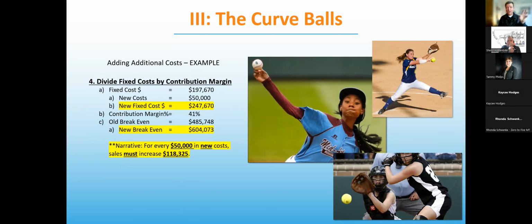Again, we're going to stick with fixed costs and the contribution margin already calculated. We're going to add new costs. Fixed cost was 197,670. Adding new fixed costs. What does that mean? Maybe it's a new benefits package. Maybe you've hired somebody. Maybe you're taking on debt, whatever that may be. Now we've calculated new fixed costs to get a new break even based on the contribution margin of your company of 604, and we could divide that out into what the per child rate would be. So to put it into a sentence, in this scenario, for every $50,000 in new costs, your sales would have to increase by 118,000.